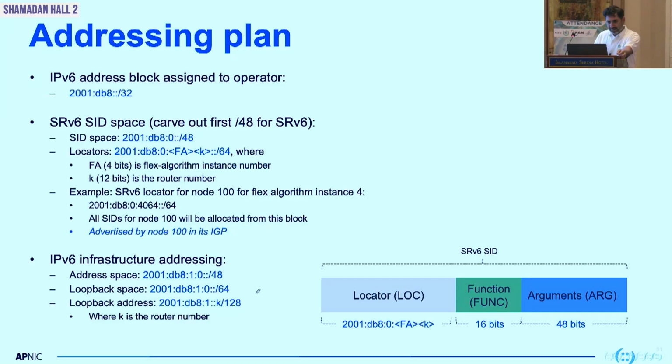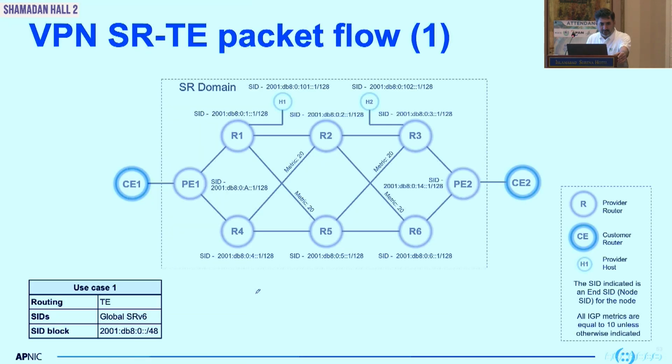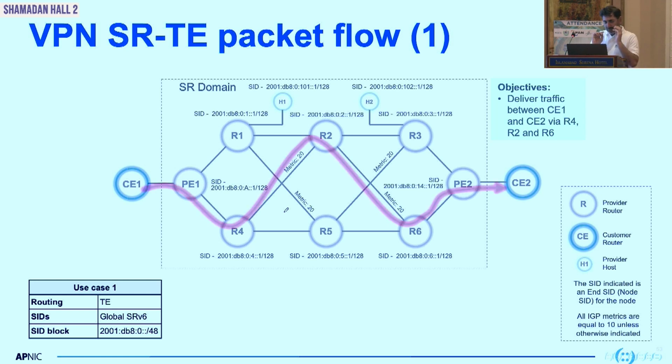Again, in our addressing plan, we have locator, function, and arguments. So how will we be able to deliver the VPN traffic? The first is the use case using traffic engineering. In that case, our objective is to deliver traffic from CE1 to CE2, and the traffic should go via R4 to R2 and R6. So this is our path. We want to go from P1 to R4, then go to R2, and then again to R6, and then back to P2.